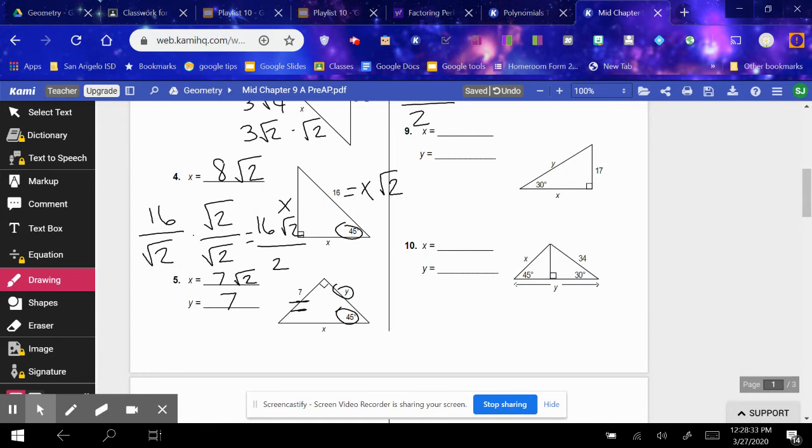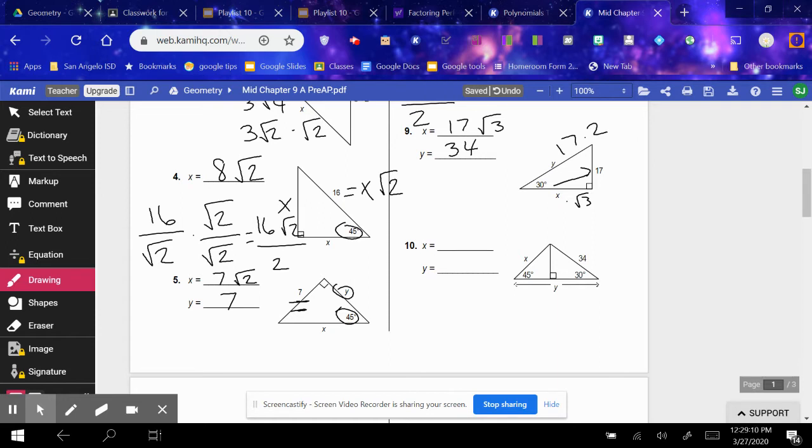Number 9. Here's our 30, 60, 90 triangle. So across from there is our short side. From our short side, we can find the long side by multiplying by the square root of 3, right? So we take 17 times the square root of 3, and we can find the hypotenuse by taking our 17, our short side, and multiplying by 2. 17 times 2 is 34.